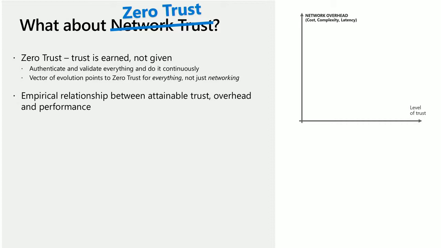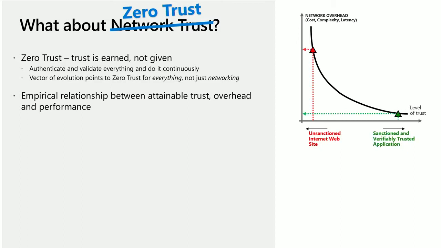If you plot it on the graph, the horizontal axis is the level of attainable trust natively, and then the vertical axis is the amount of compensating overhead that has to be spent on the networking level to cater for the degree or the lack of the trust, right? The way to read that graph is if you're having a rogue internet application, let's call it an unsanctioned one, then the network has to do a lot of work in order to safeguard that user from that application. Maybe the network has to perform deep packet inspection or scanning of that traffic flow.